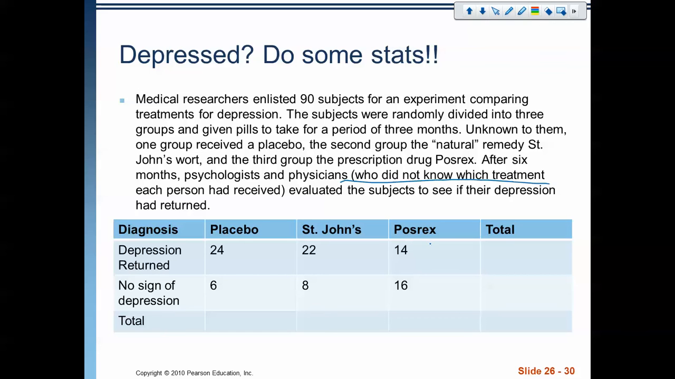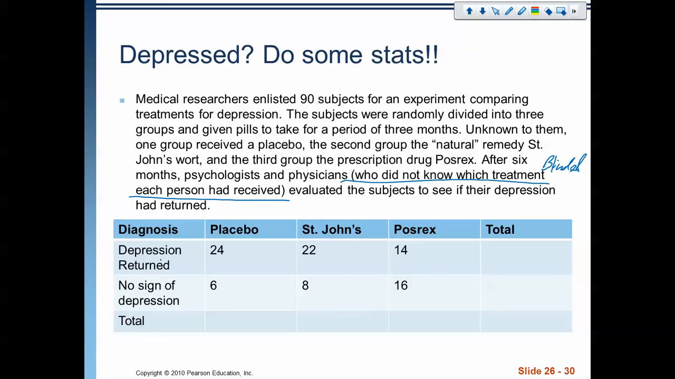Hopefully you guys read this as they did not know what they received as being blinded, right? Remember way back, that's a nice review word to think about, being blinded. There were 3 treatments, just speaking about review, right? There's 3 different treatments for one factor. So there's 3 treatments, the placebo, the St. John's wort, and the Posrex. They were randomly assigned to those treatments. So we've got good experimental design going on here, okay?